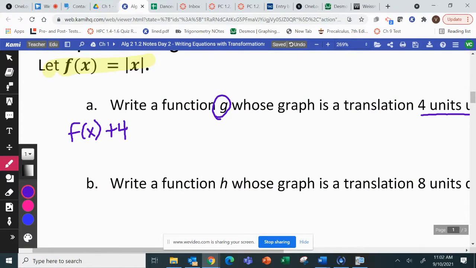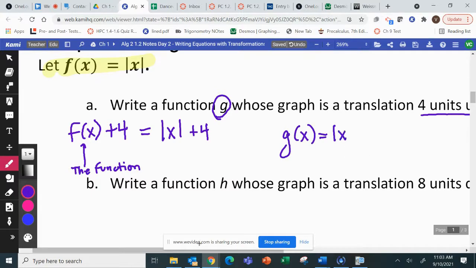So what I've done right here is I've written function notation of what we're about to do. Now I'm going to actually do it, and I'm going to say, what is f of x? What's the function? Absolute value of x. And we are taking the function and adding 4. Now we're going to rename it and give it the name of g. So we write g of x equals absolute value x plus 4. Oops, forgot my bar. And that's it. We're done.